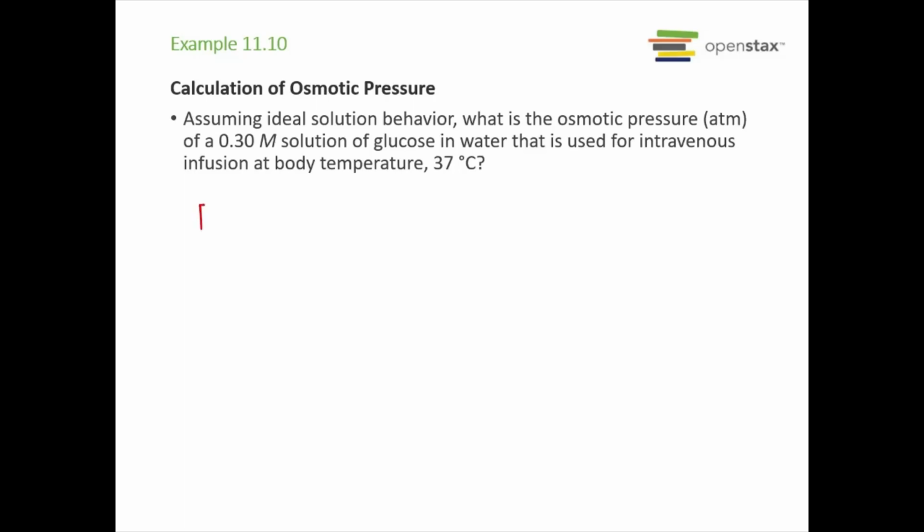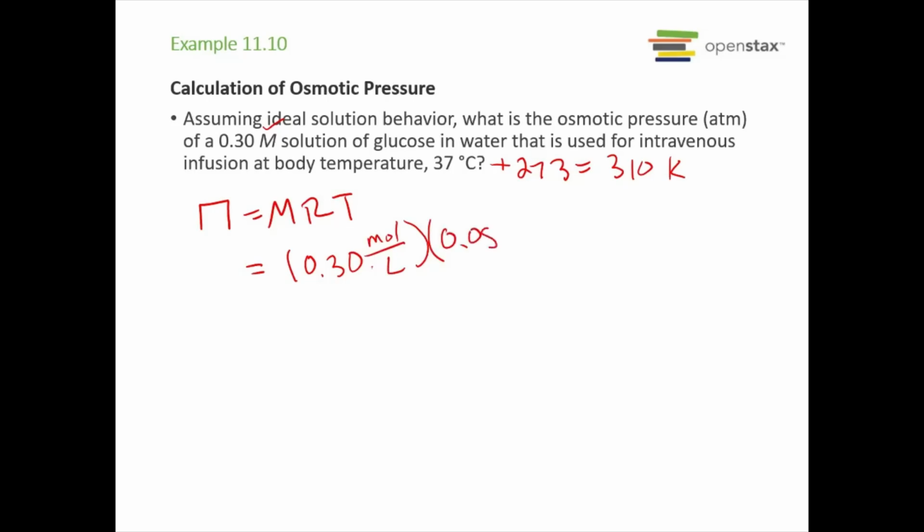So we know that big pi is equal to MRT. We've got M, we know R. We need to take this T and add 273 to it to make it Kelvin, so we have 310 Kelvin. So our osmotic pressure then is equal to 0.30 moles per liter times R, 0.08206 liter atm per mole Kelvin, times 310 Kelvin. Kelvins cancel, moles cancel, liters cancel, left with atm. We get 7.6 atmospheres.